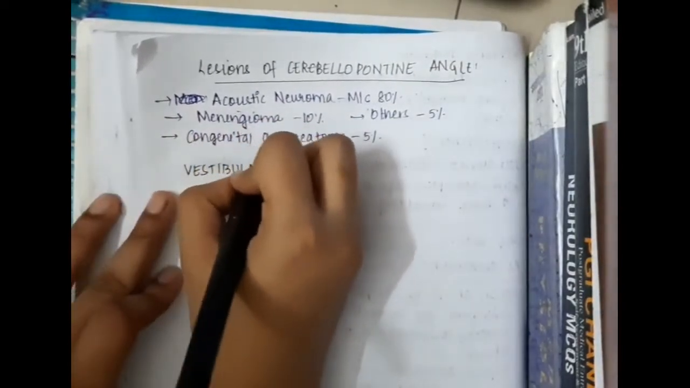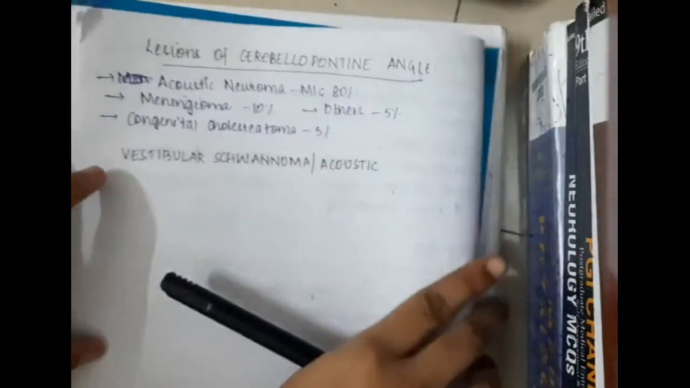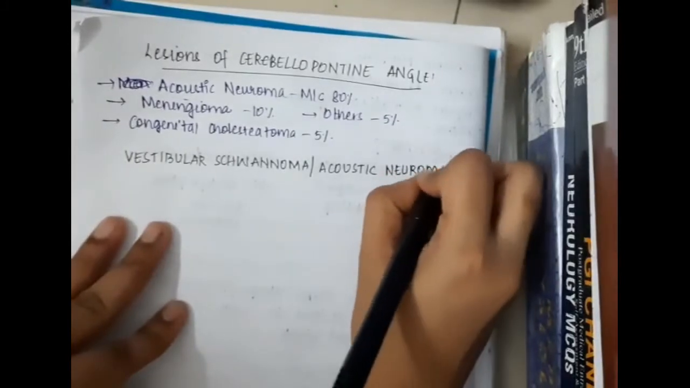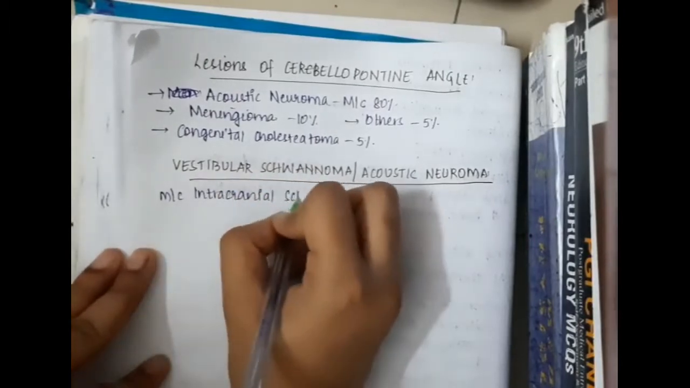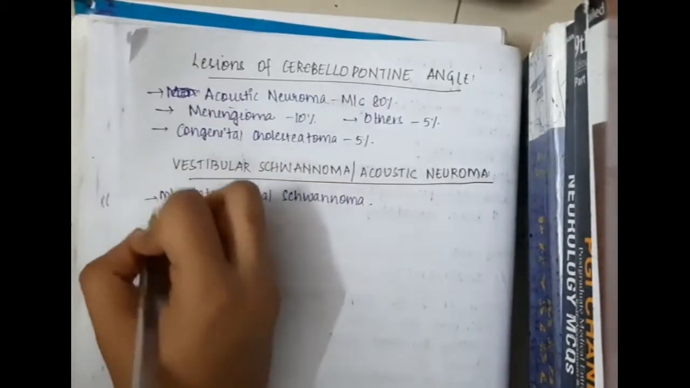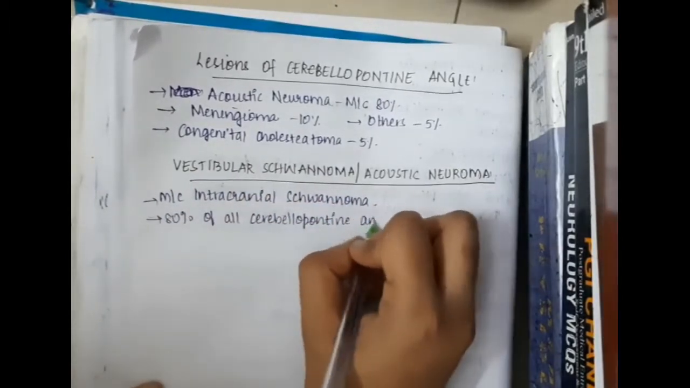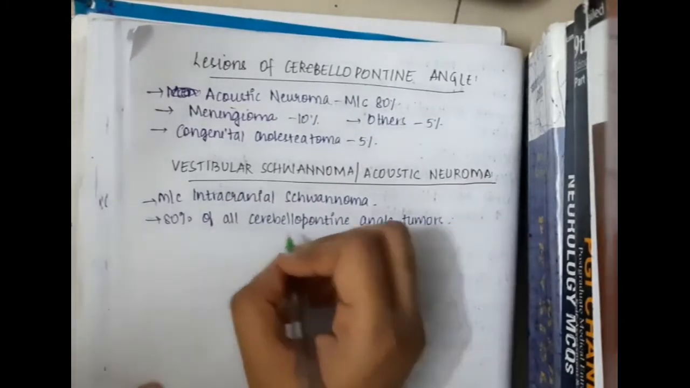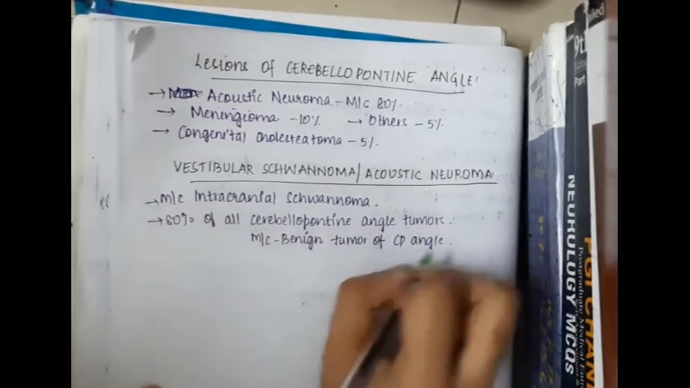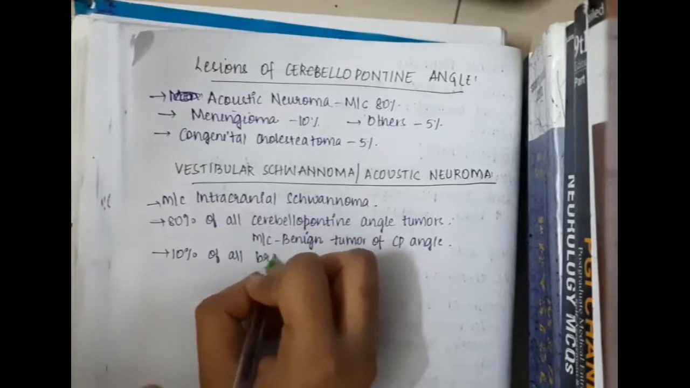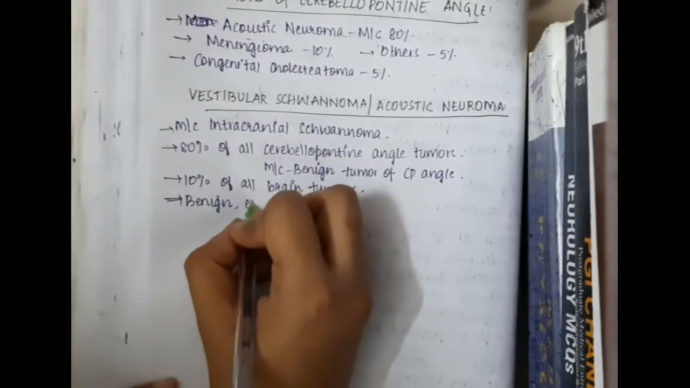Now we have vestibular schwannoma, or acoustic neuroma. These are the most common intracranial schwannomas. About 80% of all cerebellopontine angle tumors are vestibular schwannomas. It is the most common benign tumor of the cerebellopontine angle. Around 10% of brain tumors are vestibular schwannomas.